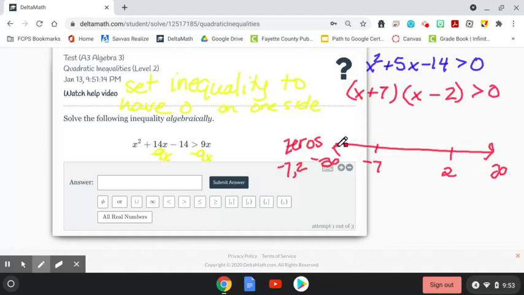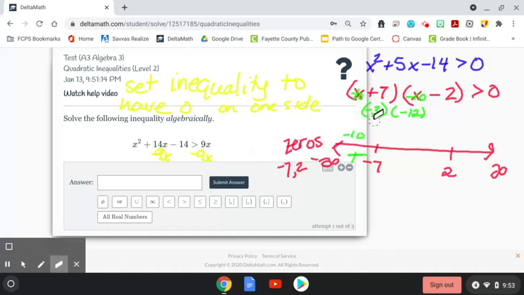All right, so I've got 3 intervals, an interval from negative infinity to negative 7, an interval from negative 7 to 2, and an interval from 2 to infinity. So let's go ahead and pick some numbers here. A number between negative infinity and negative 7, let's try negative 10. If I substitute in negative 10 for x, negative 10 plus 7 is negative 3. Negative 10 minus 2 is negative 12, and negative times negative is a positive, which is greater than 0. So the numbers in the first interval give me a true statement.